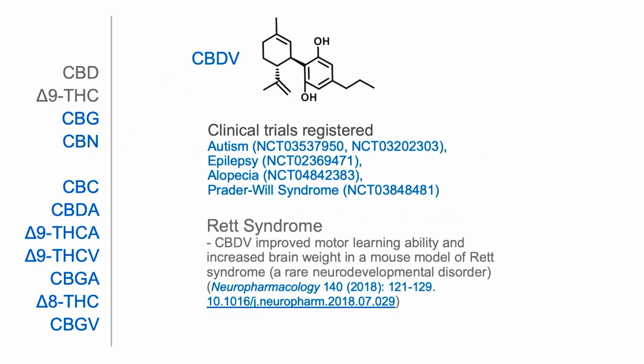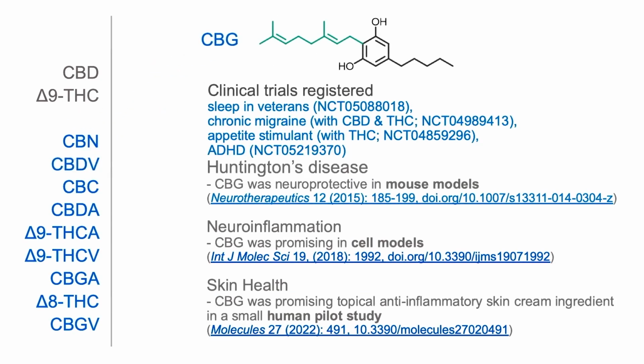If I look at CBD now, the next one on the list: autism, epilepsy, alopecia, Prader-Willi syndrome. These are all registered clinical trials that are ongoing, no results published. And then there are mouse models, lots of animal models for these cannabinoids. Rett syndrome is a rare, horrific neurodevelopmental disorder, and CBD improved motor learning and increased brain weight. As morbid as that sounds, that's what they do after autopsy. They weigh the brains of these animals, and that's a good thing.